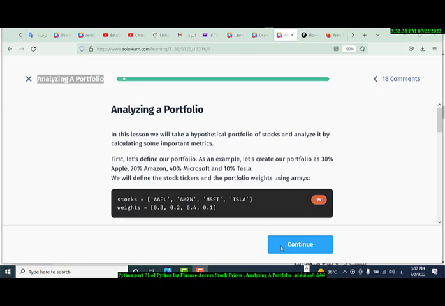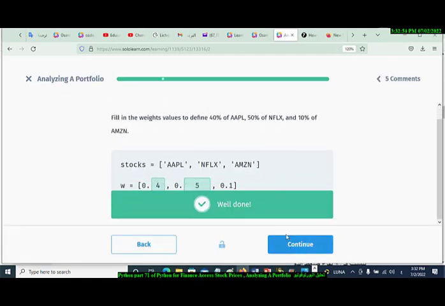As an example, let's create our portfolio as 30% of Apple, 20% of Amazon, 40% of Microsoft, and 10% of Tesla. We will define the stock tickers and the portfolio weights using arrays. The first array for stocks and the second for the weights. Then continue.